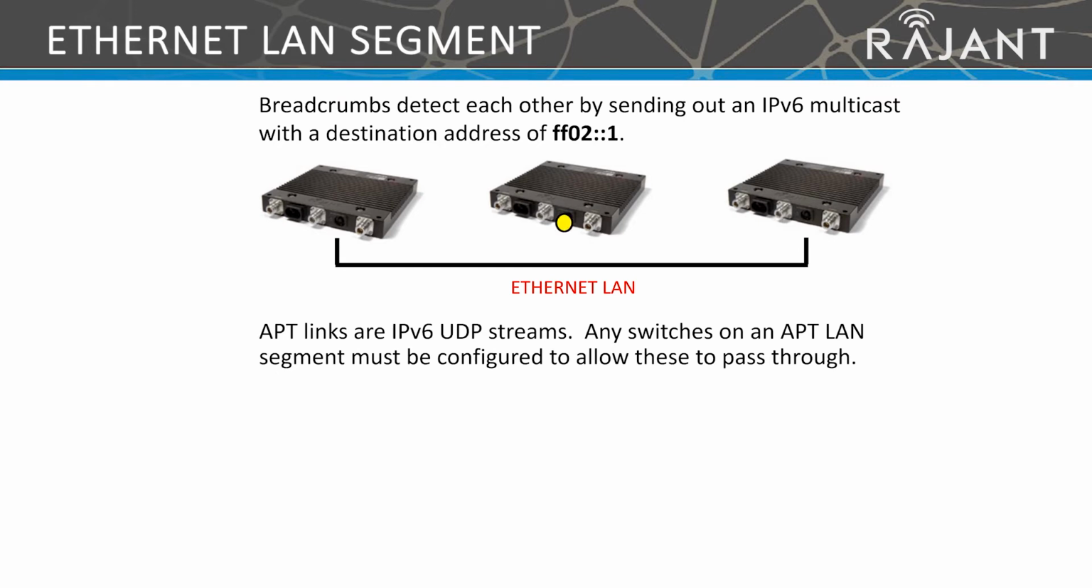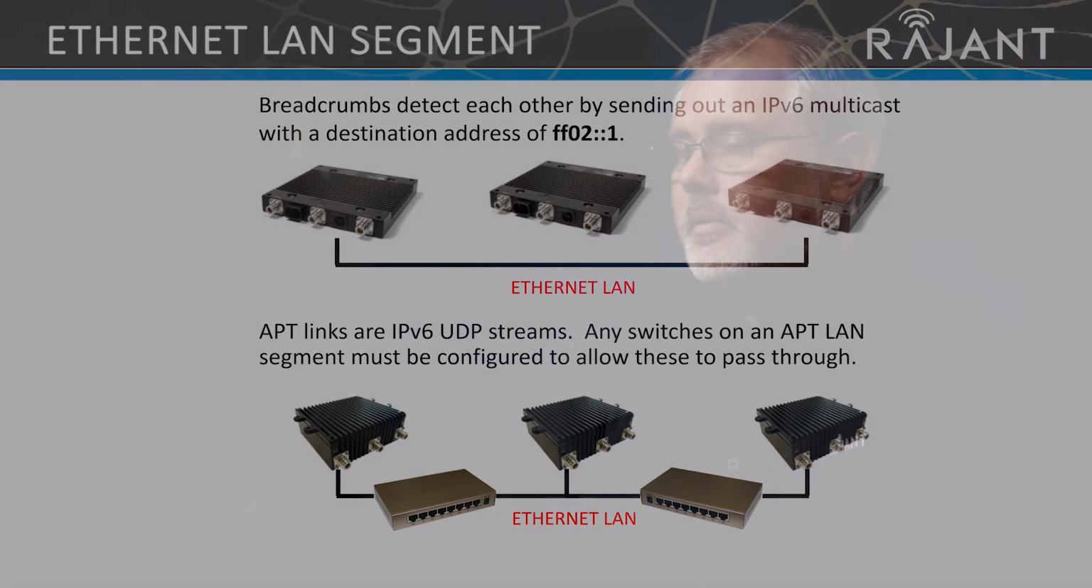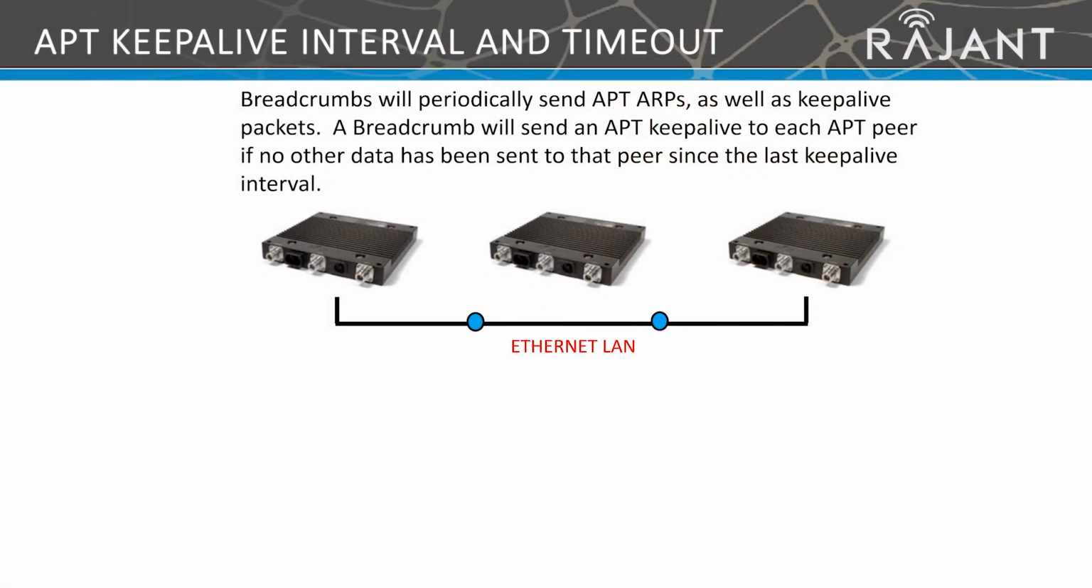Breadcrumbs detect each other by sending out IPv6 multicast. APT links are IPv6 UDP streams. So for APT to work properly, networks should have IPv6 enabled. So any of your VLAN trunks should also have IPv6 enabled. If your edge switches are layer 2 edge switches, you simply don't disable IPv6. Any switches on the LAN with breadcrumbs directly connected should be IPv6 capable.